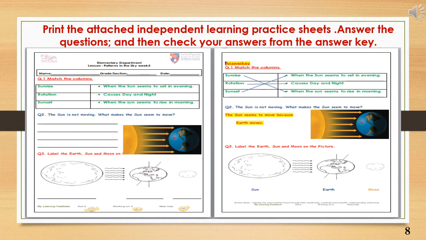Question number 3. Label the Earth, sun, and moon on the picture. Fantastic. The first picture is the sun, the second picture is the Earth, and the third picture is the moon. We know that the sun is the biggest star, and the Earth is the second in size, and then the moon is smaller than the Earth.